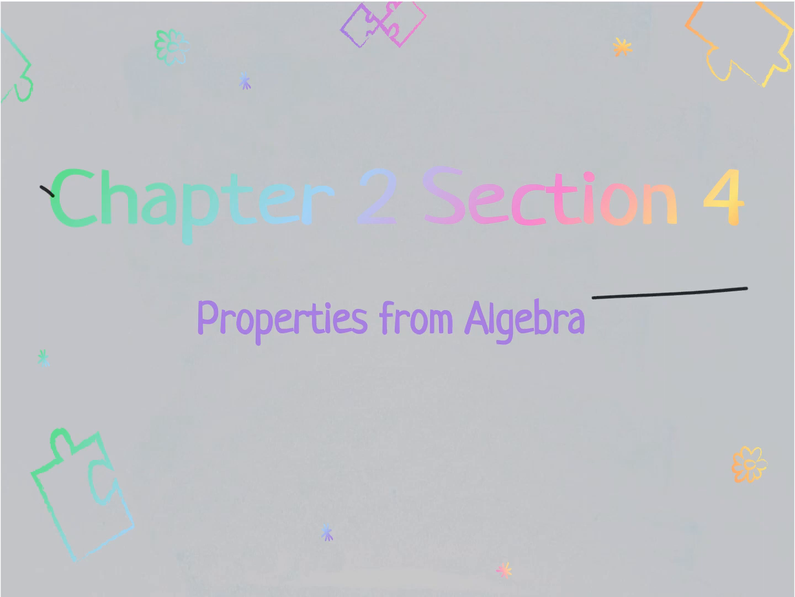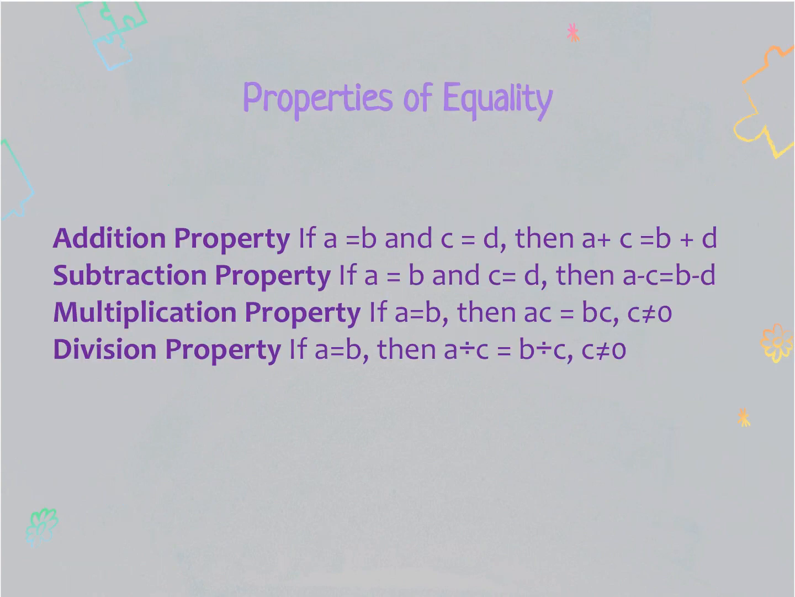Okay, so this is 2.4, properties from algebra. Let's start. So we have the addition property.